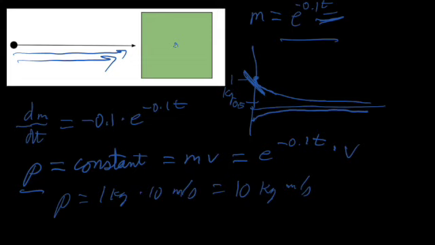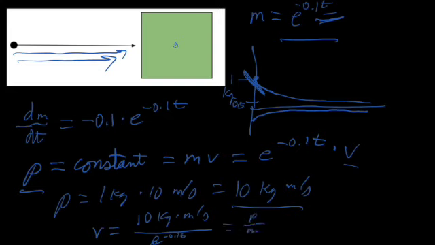So if we plug this back in, if the momentum has to be equal to this, then we can solve for velocity. The velocity equals 10 kilograms times meters per second over e to the negative 0.1 t. Again, that equals the momentum over the mass. This is the equation for the velocity with respect to time. As you can see, the velocity changes as time goes on. As the ball releases more, it's going to travel faster in order to maintain the same momentum.